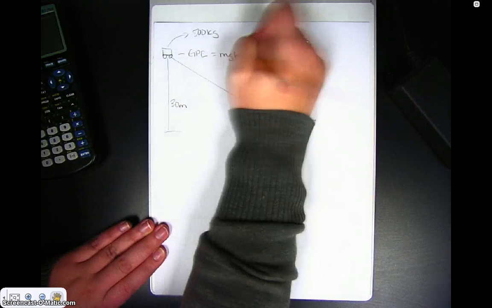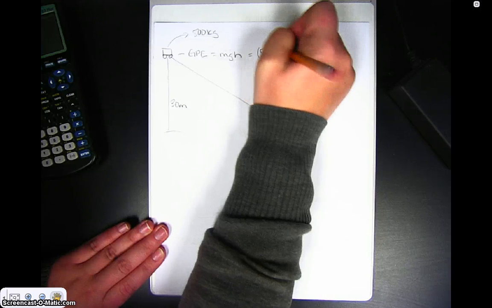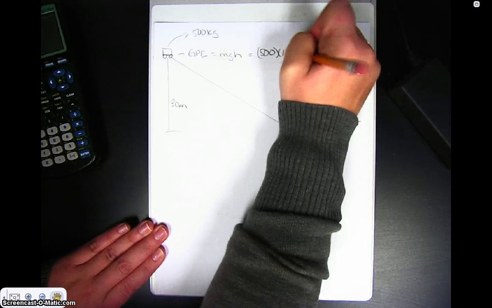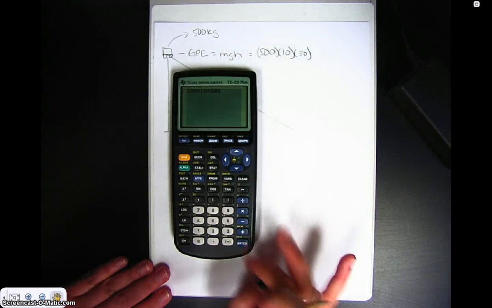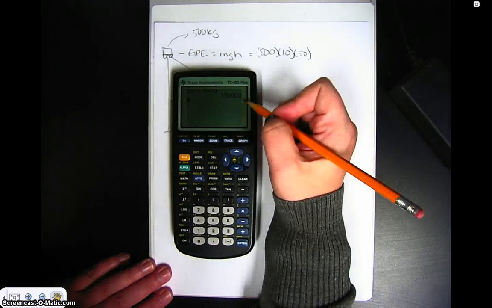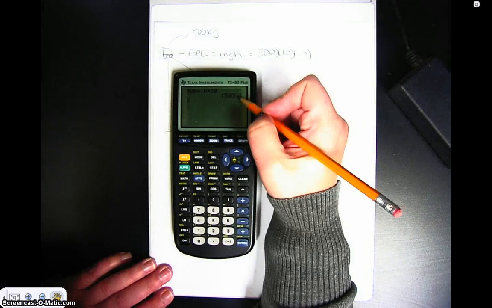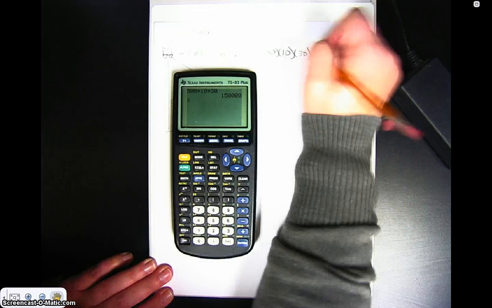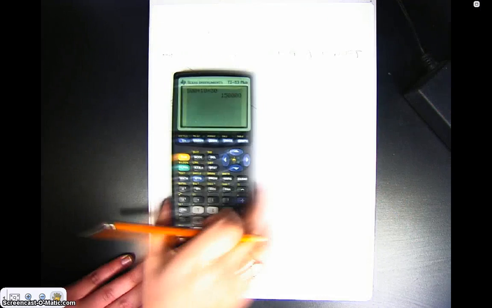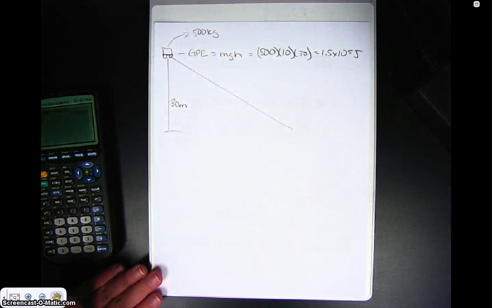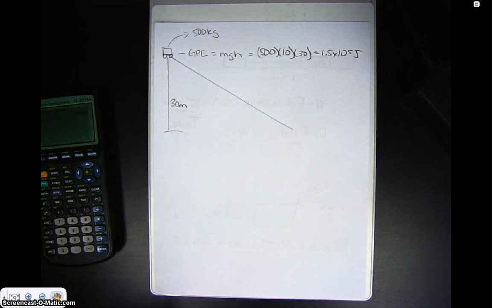So in order to calculate that, we would just take 500 times 10 times 30, and let's see what we would get. So that would be 1.5 times 10 to the 5th joules. Alright? So that is the gravitational potential energy at that moment.